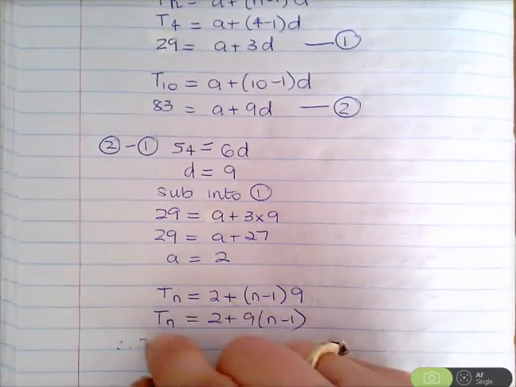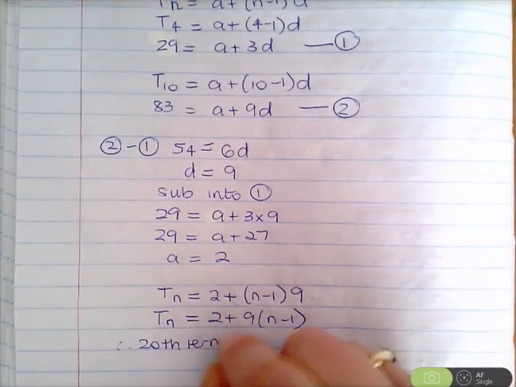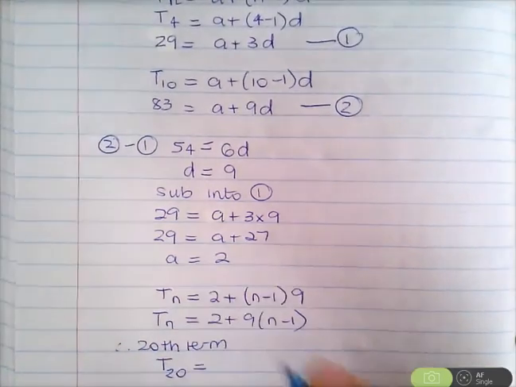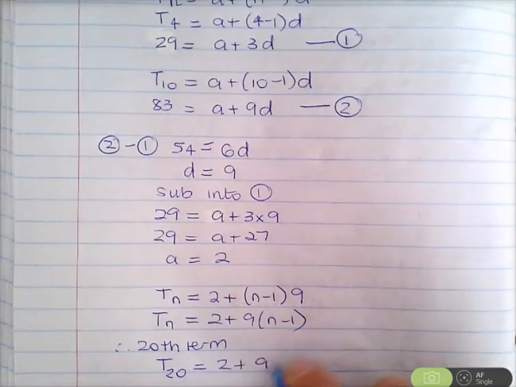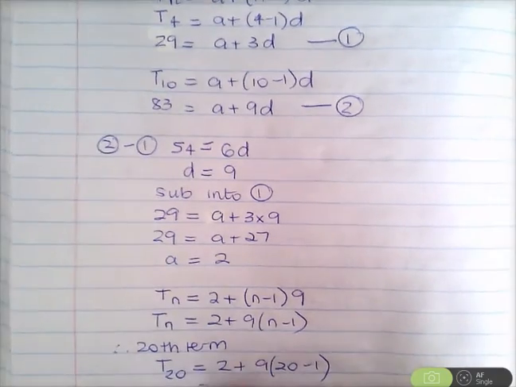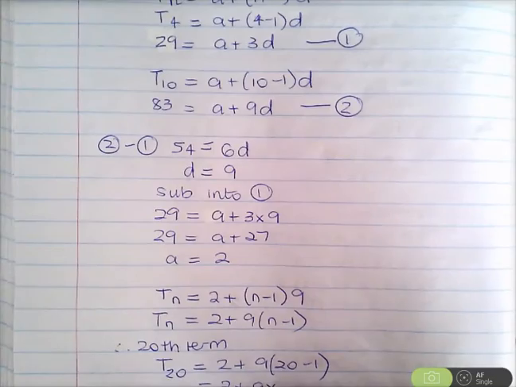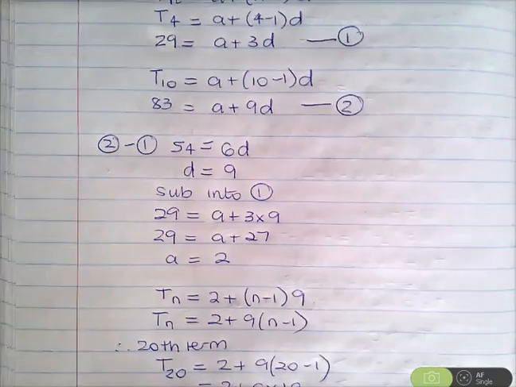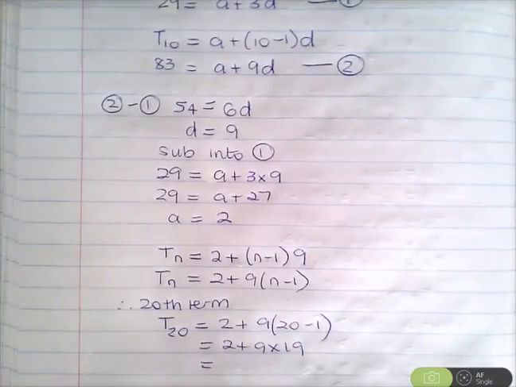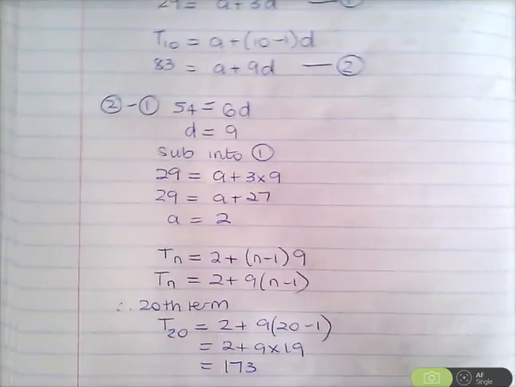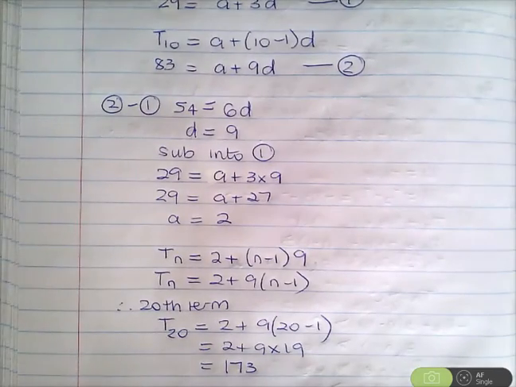So therefore finding the 20th term, T20, n is 20. 2 plus 9 times (20 minus 1) is 2 plus 9 times 19, and the 20th term ends up being 173. I think we'll just do one more example.